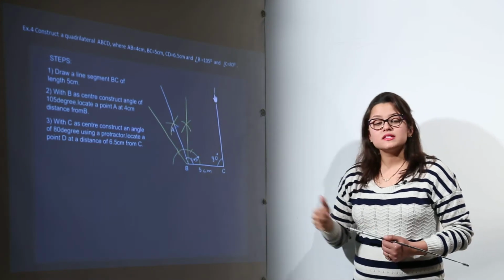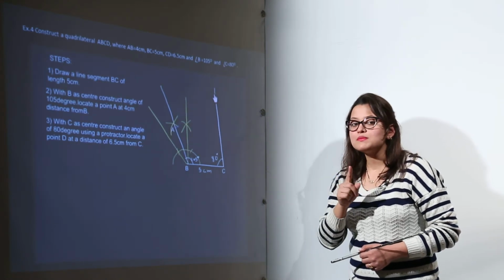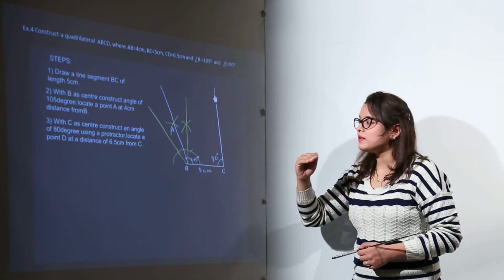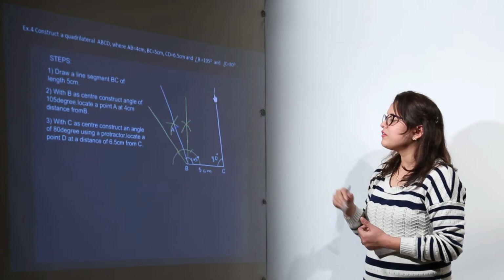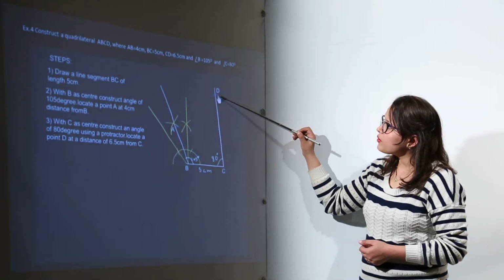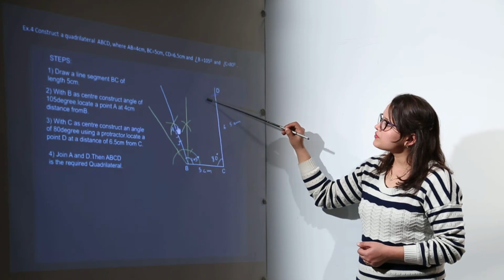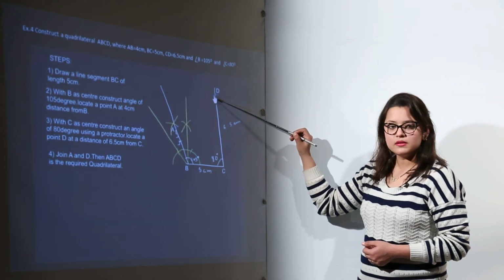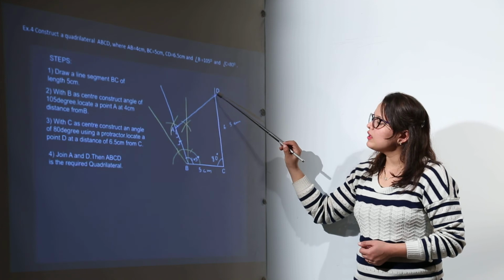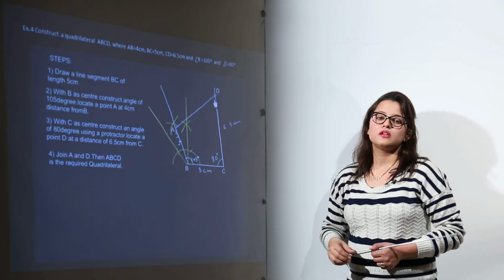This is what helps in the construction, so you should always make your rough sketch because that always helps you in your construction. Because I have made the rough sketch, I know that my D point is going to lie on this point which is 6.5 centimeters from C. So I have cut an arc of 6.5 centimeters getting the point D. Joining A and D will give me my required quadrilateral ABCD that I was required to make.